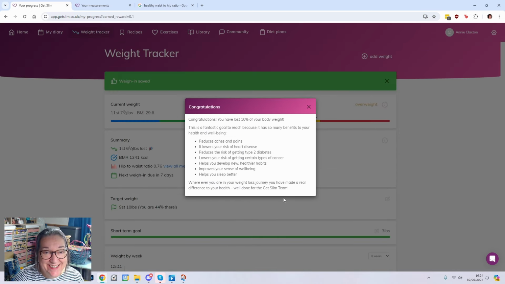Oh, congratulations, you have lost 10% of your body weight. This is a fantastic goal to reach because it has so many benefits to your health and well-being. Reduces aches and pains, lowers your risk of heart disease, type 2 diabetes, certain types of cancer, helps you develop new healthier habits, improves your sense of well-being and helps you sleep better. Did get a blimmin' good night's sleep last night. Wherever you are on your weight loss journey, you've made a real difference to your health. Well done. The great, I think that means from the great, the Get Slim team. Great Slim. Okay.